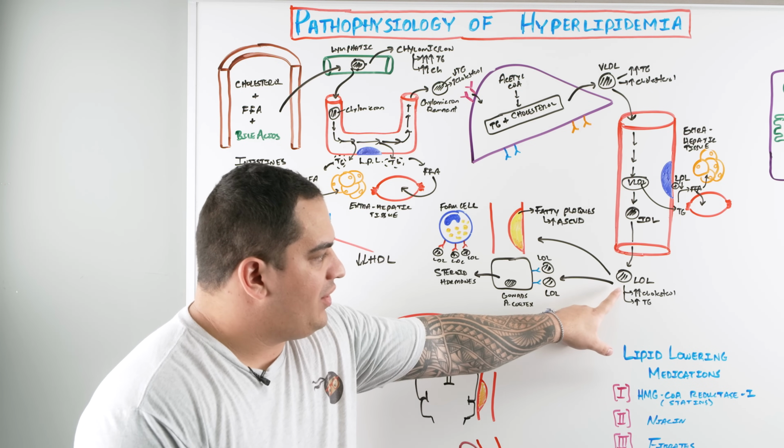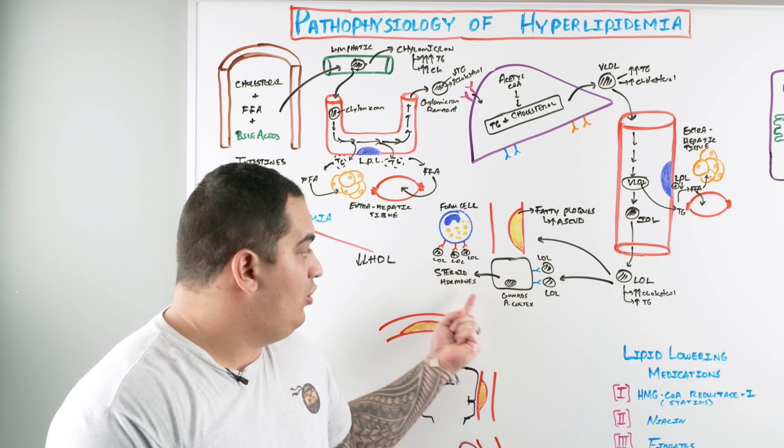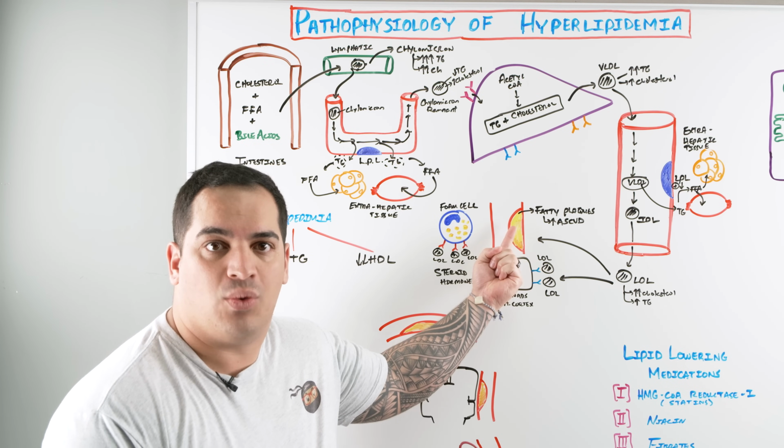So LDL, whenever there's lots and lots of LDL, there can be lots of cholesterol to go to these extrahepatic organs and be utilized to make steroid hormones, but it also can be utilized by foam cells and make these fatty plaques within the vessel walls.